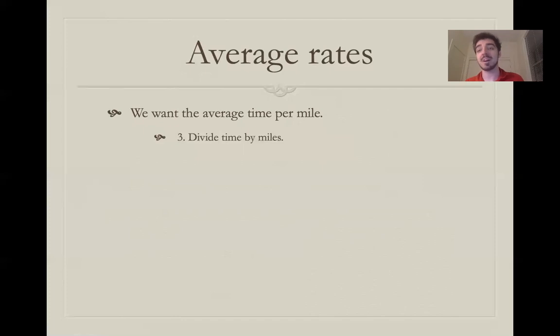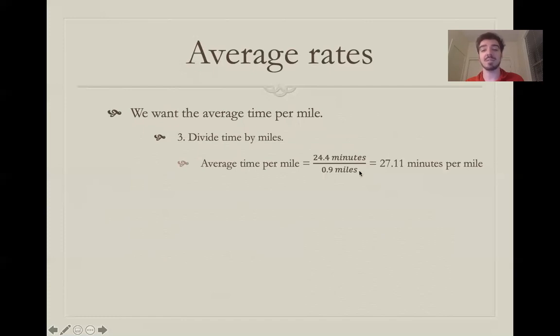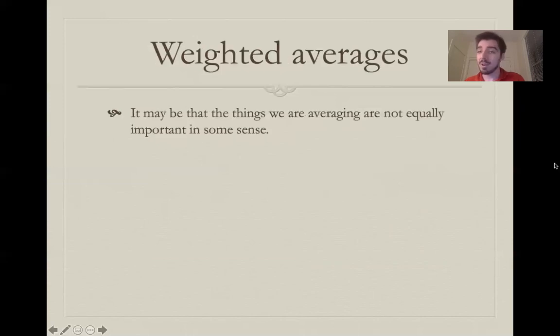Last step, divide those 2 quantities. The time spent was 24.4 minutes, and over that period, she went 0.9 miles. And that's going to give us 27.11 minutes per mile. And that's average rates. Okay, the other topic I want to chat about is weighted averages.